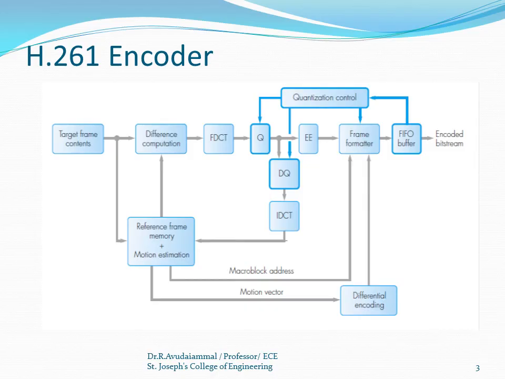There are three possibilities. The first is when there is no difference at all, then only the macro block address is transmitted. When there is a difference but the object has moved, then both the macro block address and the motion vector are transmitted. If the difference is greater than the threshold, then it is encoded as a new block.